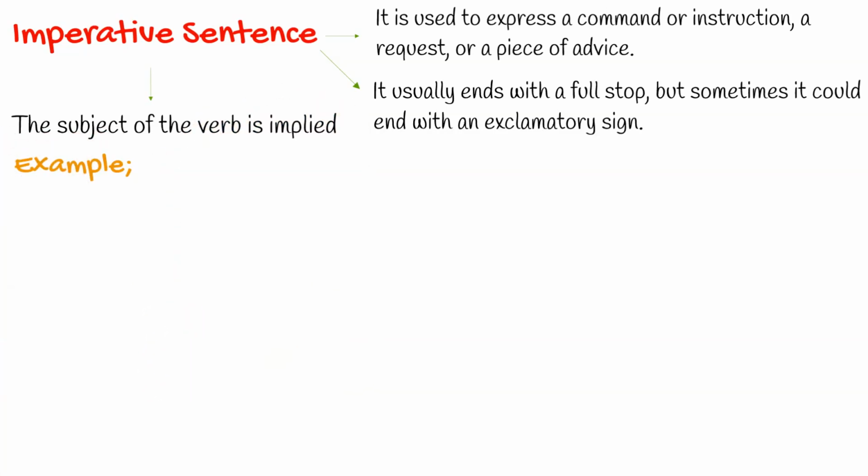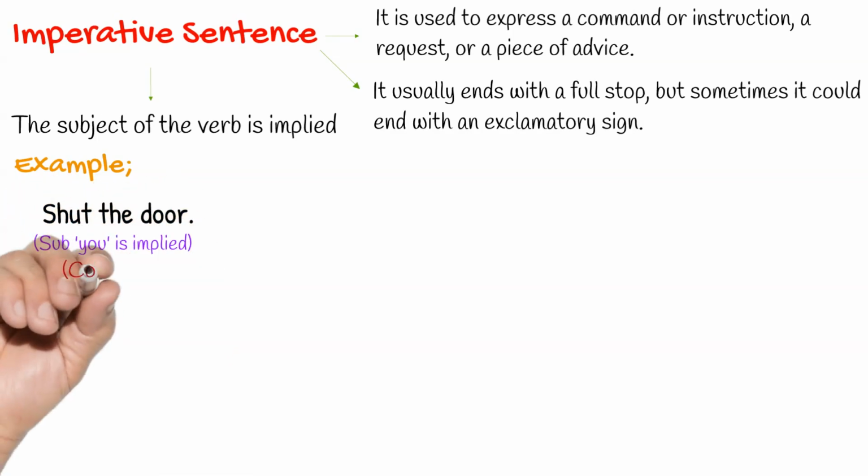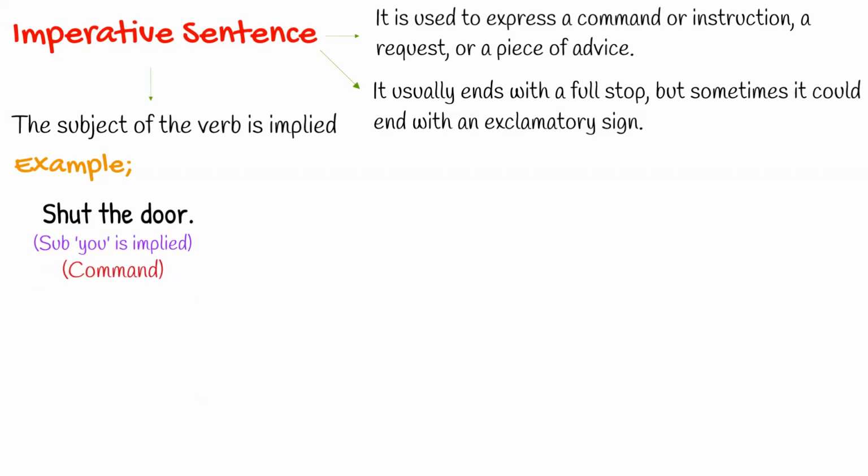Let's discuss some examples. Shut the door. Here, shut is the finite verb, and the subject of the verb is you, that is implied. No need to write the subject. The speaker is giving commands to the listener to shut the door. So it is understood to the listener that he has to perform the order.